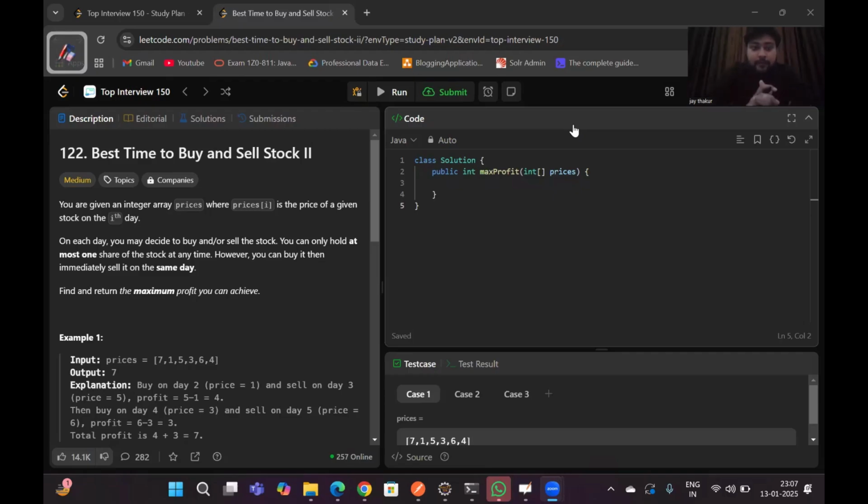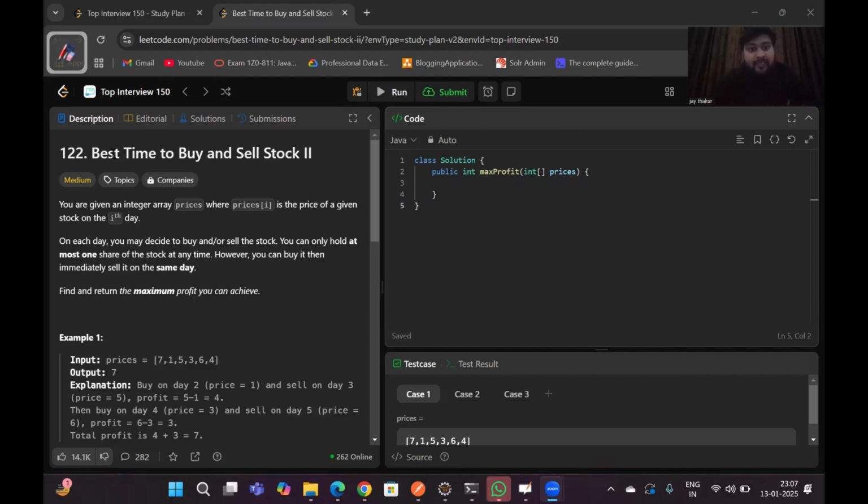So hello everyone. Today we are going to solve our next question on LeetCode, and that is best time to buy and sell stocks second. Yesterday we solved one problem, best time to buy and sell stock first, in which we were buying the stock and after that selling the stock. This buying and selling was allowed only one time in that previous problem.